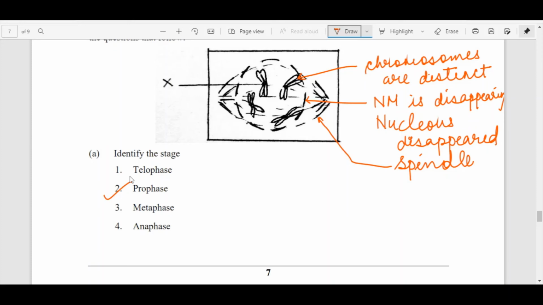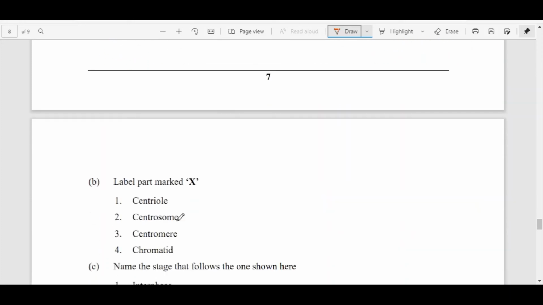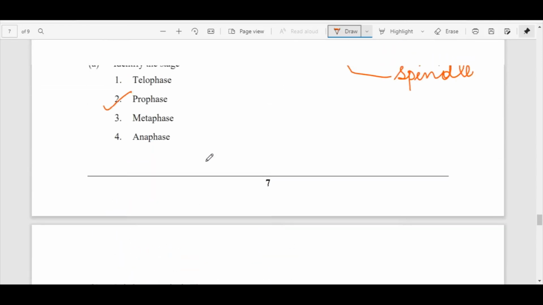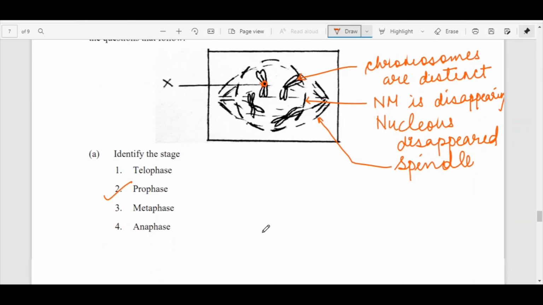Okay, so let us move on to the next part of this question, that is question number 7b. Label part marked X. So let me see, where is part X? Here is part X. So this is your chromosome, 1 chromosome, and this region they have indicated. They are asking what it is, children. What is this part known as?